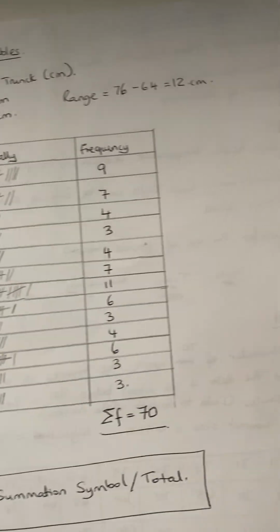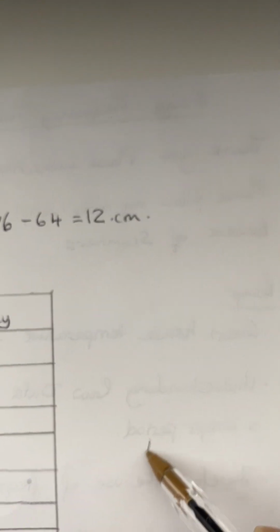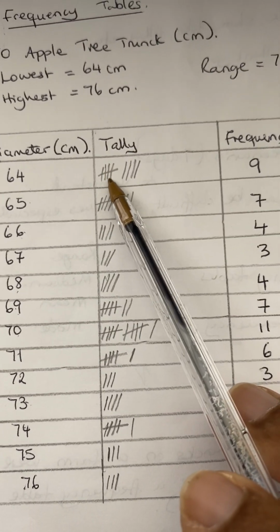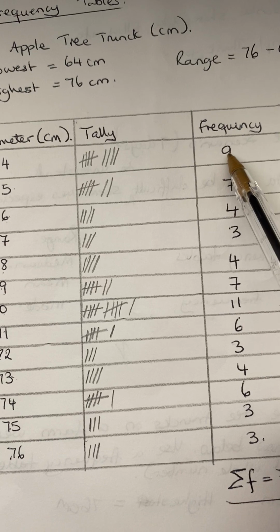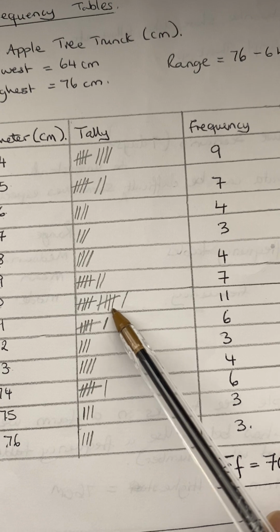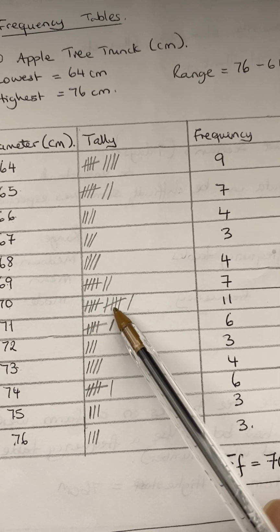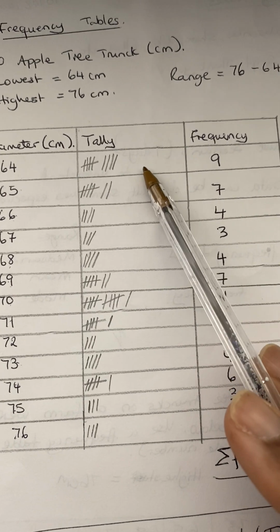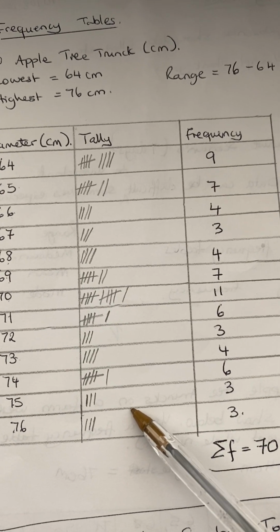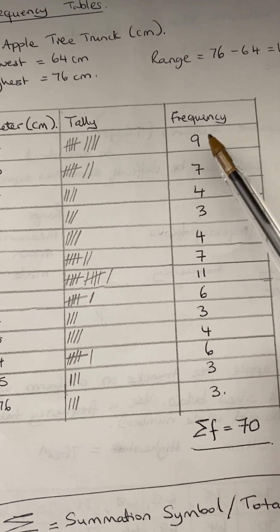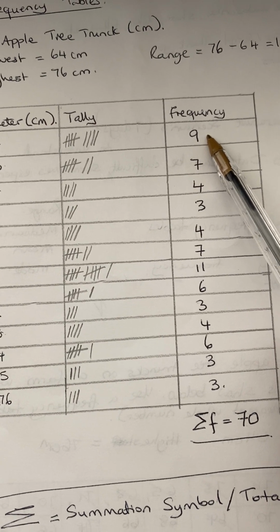If you stroke 1, 2, 3, 4, 5, that is a 5. So for instance, this is a 5, so this is a 9, that is a 7, that is an 11. So if you do it in bits of 5s, then it's easy to count. That is the reason for this column. And then you can count how many you have, and then you put it on the frequency table.